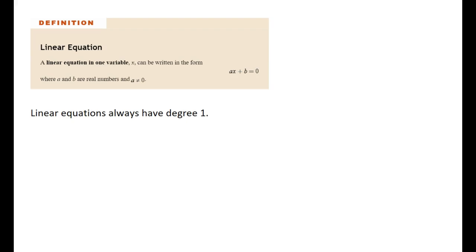And here's our definition of a linear equation. A linear equation in one variable x can be written in the form a times x plus some number b equals 0. We can always reduce it to that form. And linear equations always have degree 1. That means the exponent of x is always going to be 1.